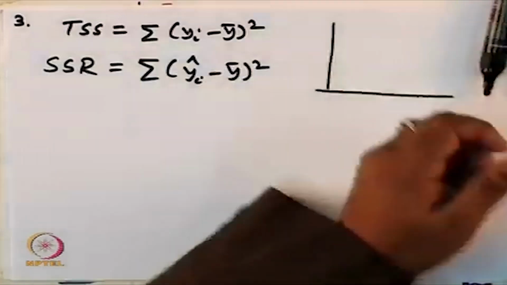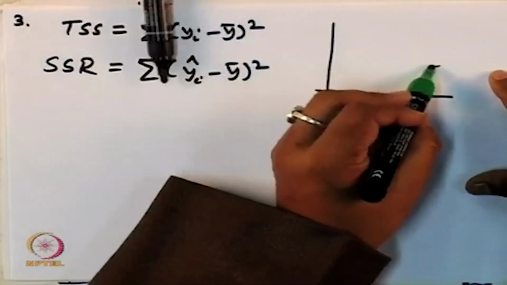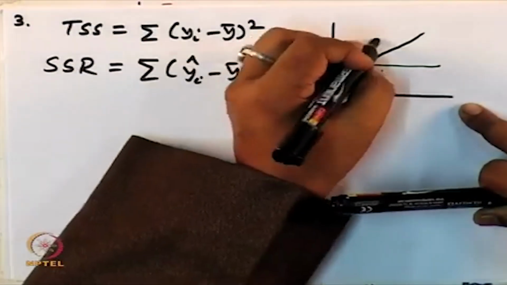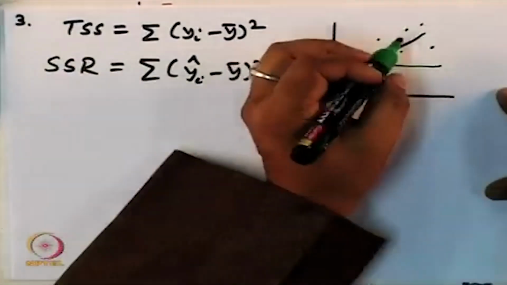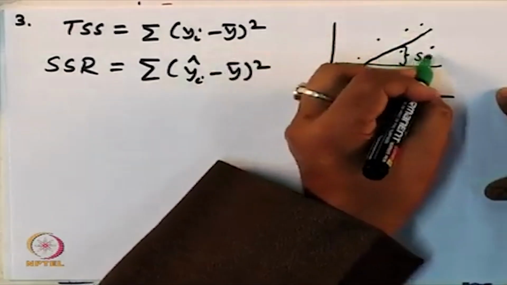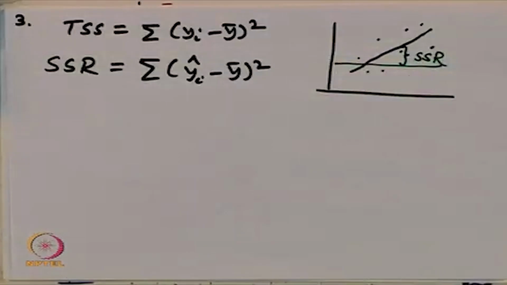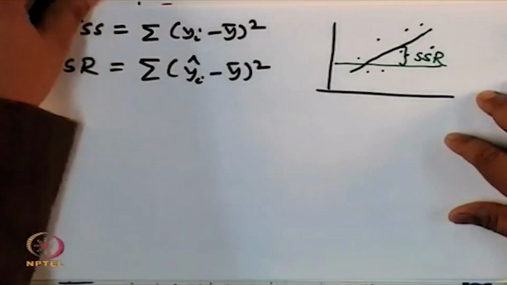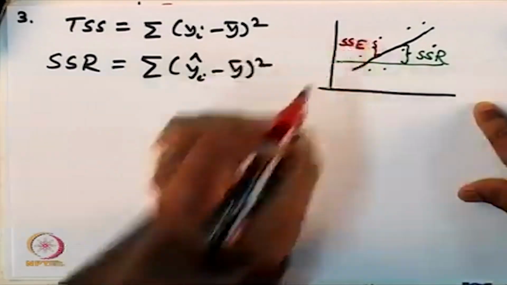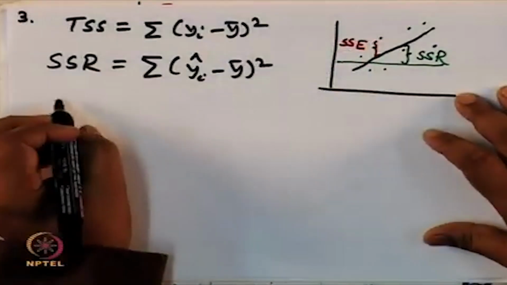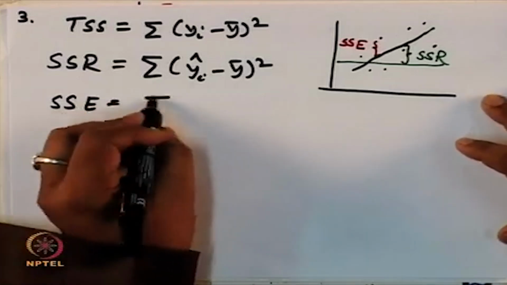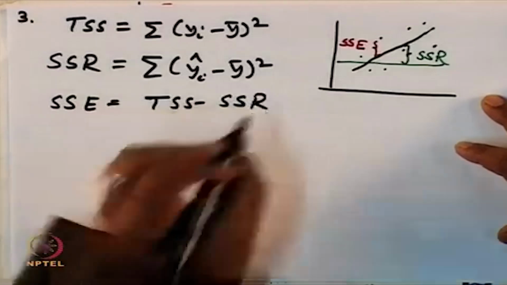Okay. So, once again, this is your y bar line, this is the line you fit, okay, and these are your points. Okay. So, at every point this difference, the sum of that is SSR, okay, and SSE is this deviation from the line. Okay. So, SSE is given by TSS minus SSR.